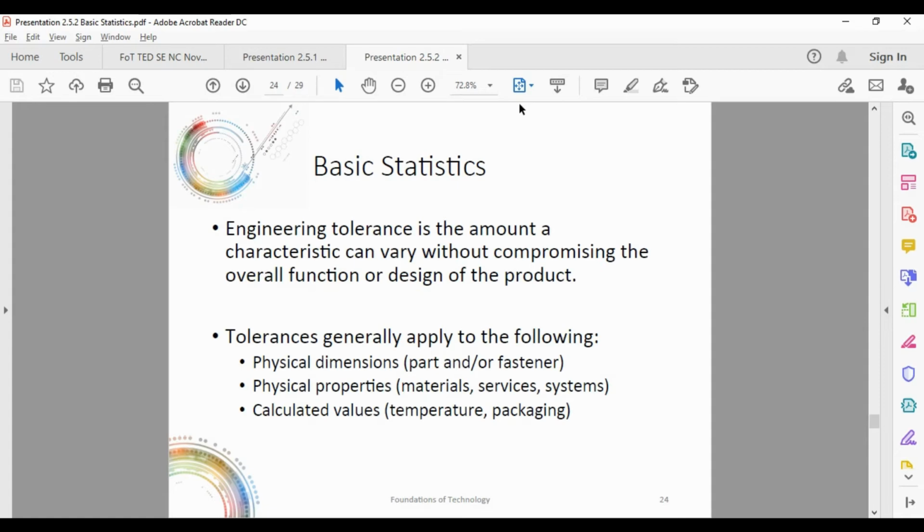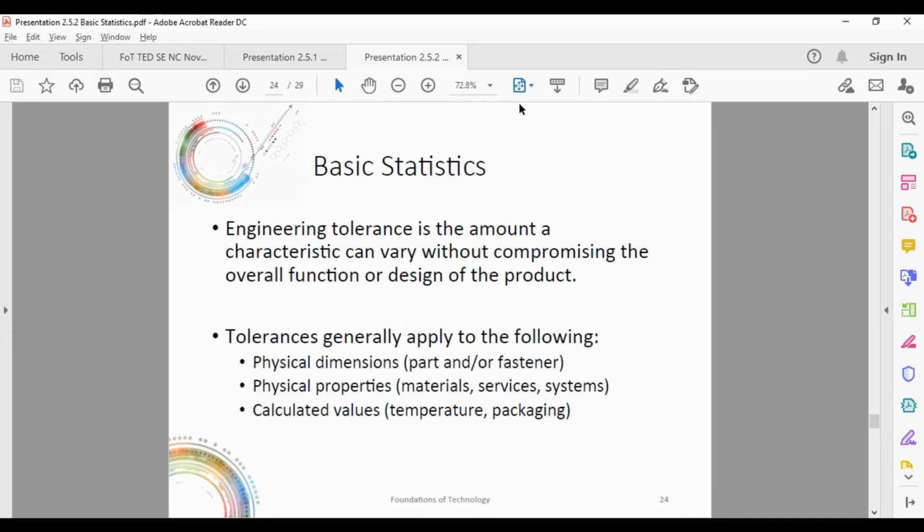Okay, so engineering tolerance: the amount a characteristic can vary without compromising the overall function of the design or product. So we see tolerance in a lot of different areas. The common ones, physical dimensions, so part, fastener, coupling. You need a pipe, and that pipe needs to have a certain diameter, but it's not going to be 100% exactly that diameter, so it needs to be in between a range. At its largest, it can be this big. At its smallest, it can be this big.